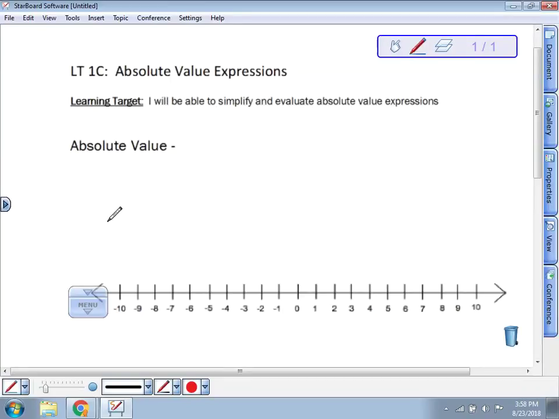Welcome to the notes on absolute value expressions. In this video, our goal is to be able to simplify and evaluate absolute value expressions.